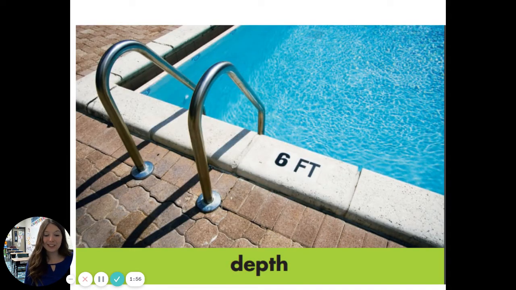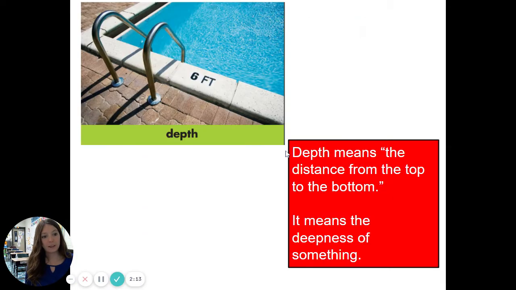Your next word is the word depth. Say the word depth. Good. Let's spell it. D-E-P-T-H. Depth. Awesome. This part of the pool has a depth of 6 feet. You can see it right here on the brick. Depth means the distance from the top to the bottom. It means the deepness of something. So if this says 6 feet, it means if you jump in the pool right here, it will go down 6 feet deep.